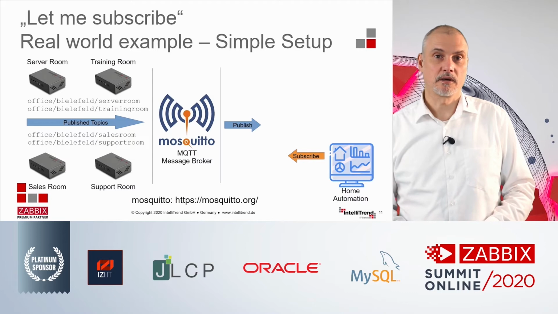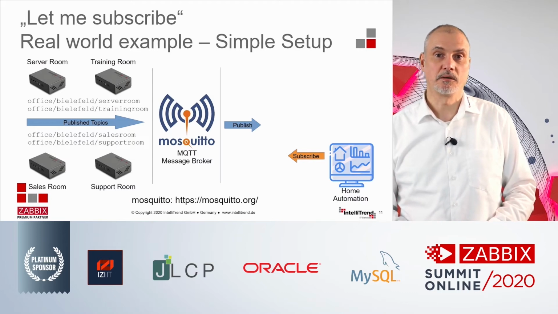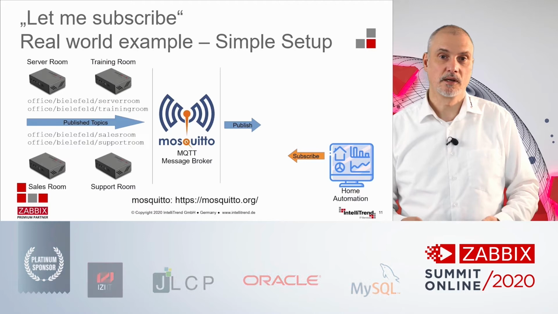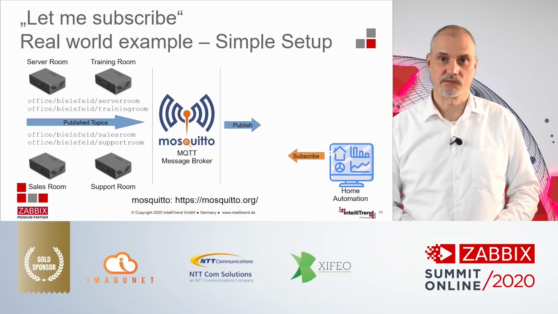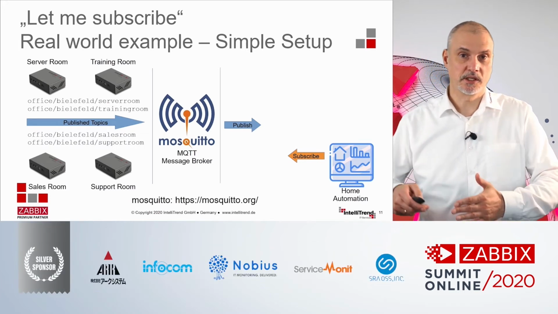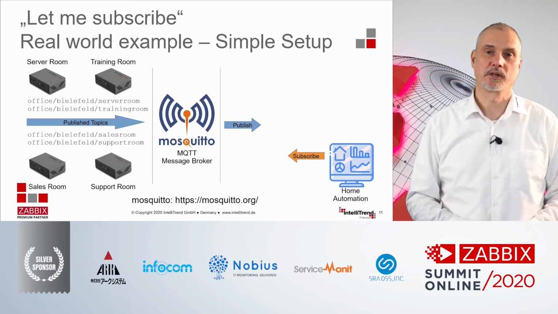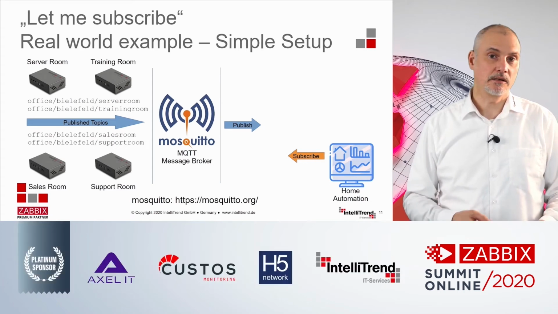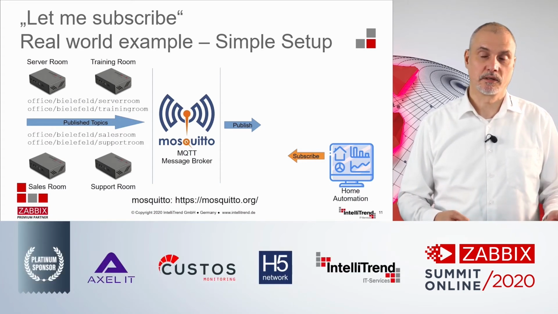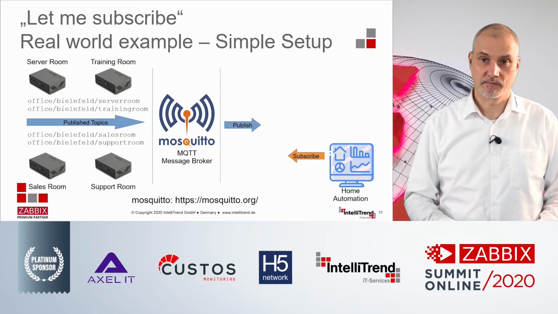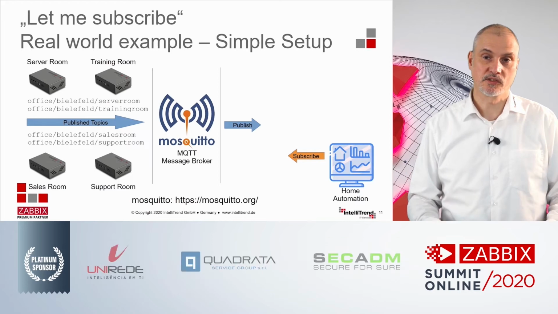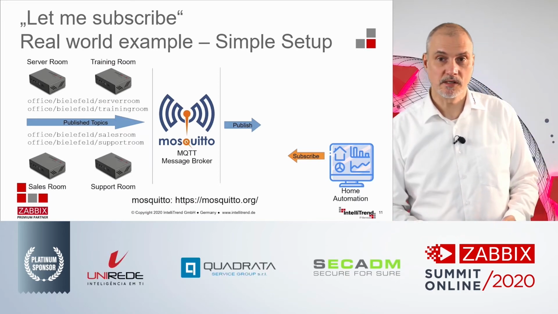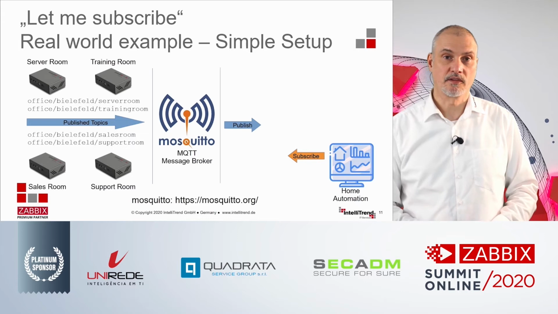In the middle, we have our Mosquitto MQTT message broker. Mosquitto is one of the famous, well-known message brokers. So if you need a starting point, that might be your choice as well. So our sensors are actually publishing the data to the Mosquitto message broker. And from there, any MQTT-enabled device or system can pick up those values. In our case, it's the home automation system. So the home automation system subscribes to our message broker and then has access to all of the values that are being provided by our sensors.